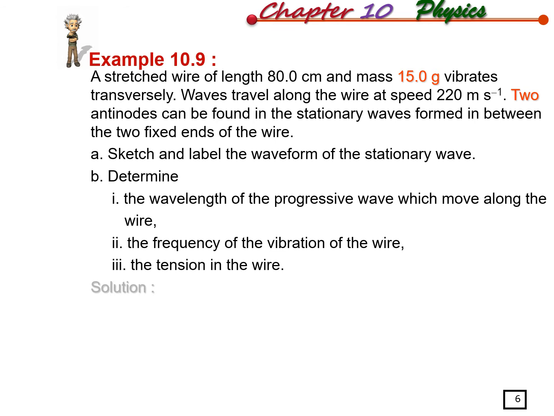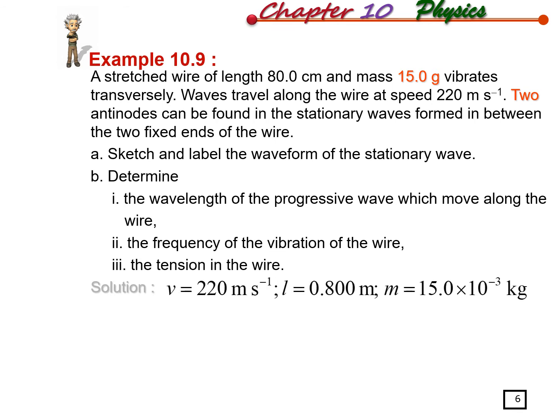Okay, so the first thing you should do is sketch and label the waveform for the stationary wave. Based on that we can determine the wavelength of the progressive wave, and then the frequency and also the tension. Now for the drawing. These are the information given: velocity, length and the mass, okay, convert into SI unit.